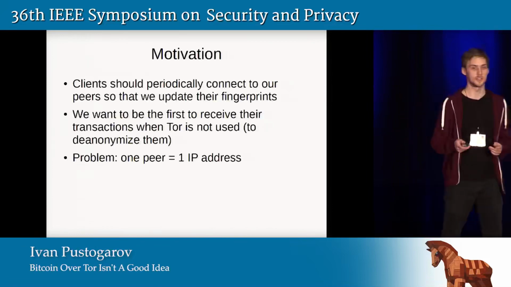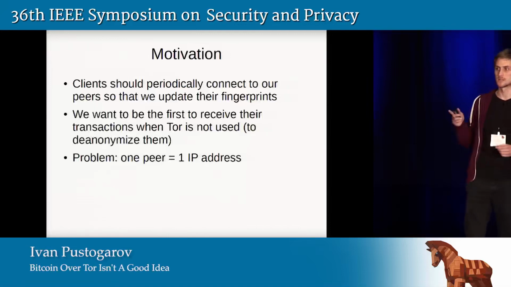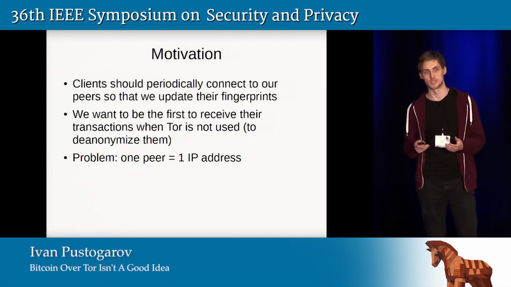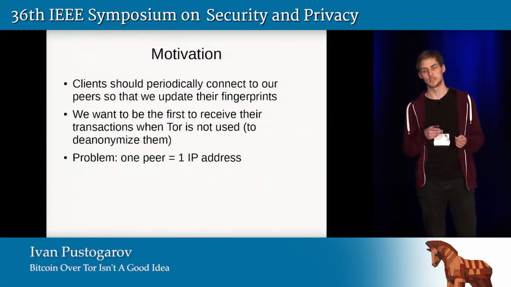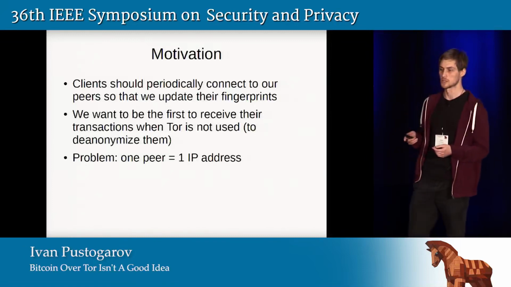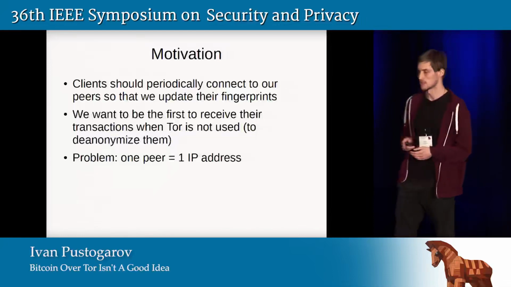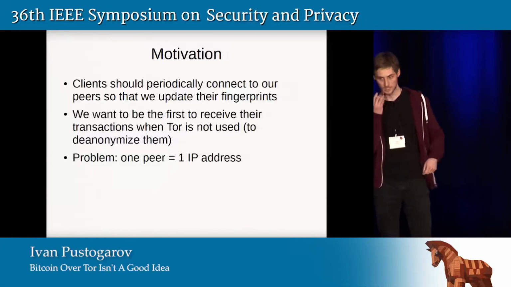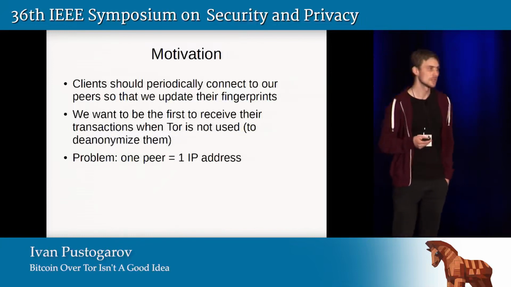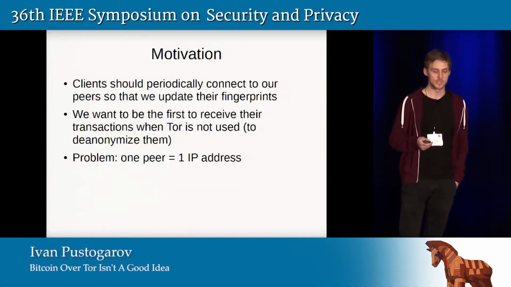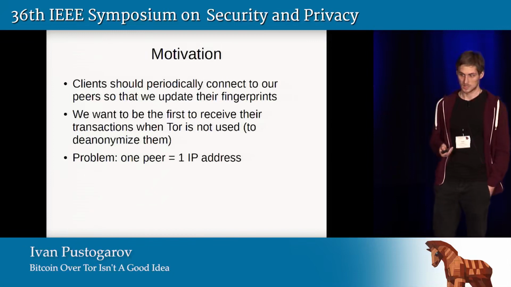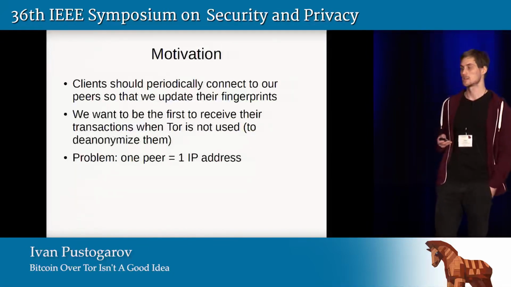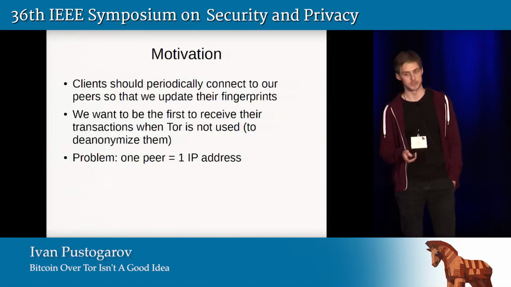We can also set the fingerprint not only when a user connects through the Tor network, but the other way around. We can fingerprint the users when they connect to the Bitcoin network without Tor, and then when we see a suspicious transaction coming from the Tor network, we can request a cookie from the user, which means that we want all Bitcoin users to connect from time to time to our malicious peers. The problem is that right now I need one IP address per Bitcoin peer.